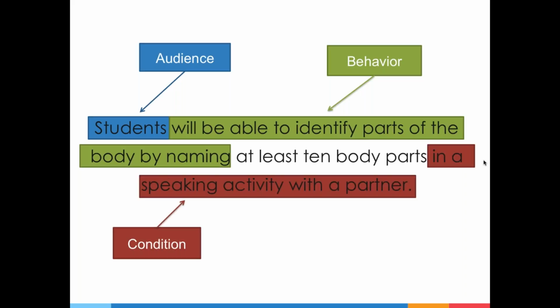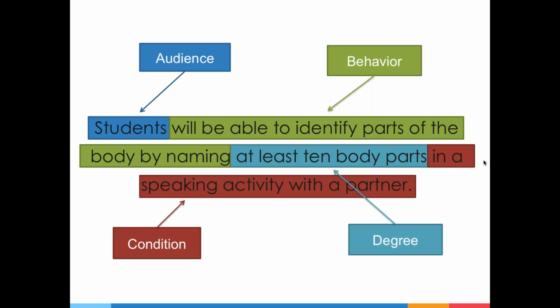And here's the condition in red: in a speaking activity with a partner. That's really important because now I know how the practice is happening. It's in pairs. And finally, the degree. They need to be able to identify at least 10 parts correctly in order to meet my assessment tools.